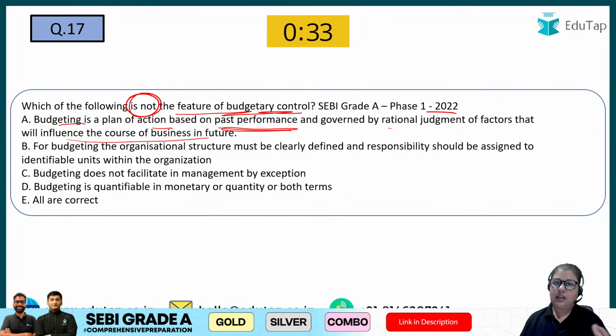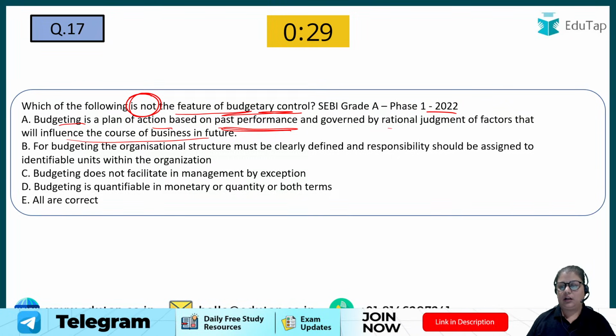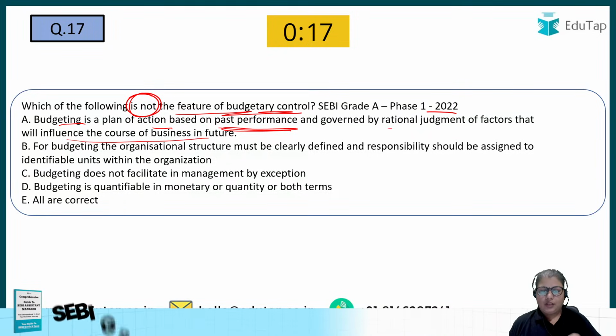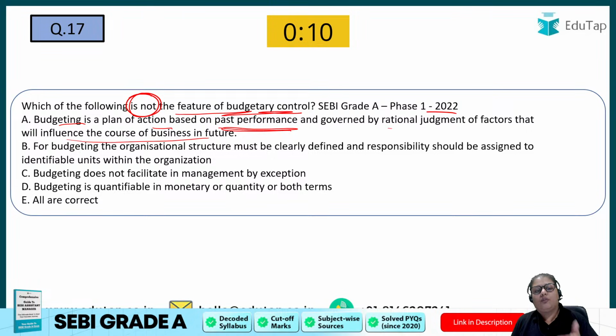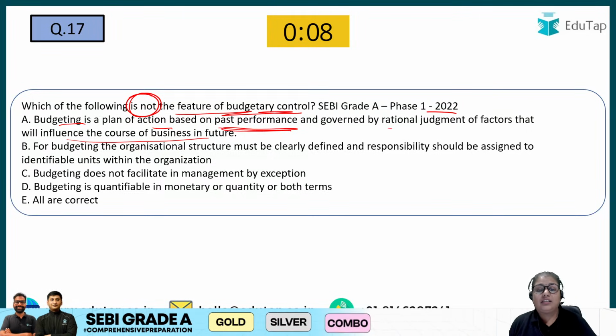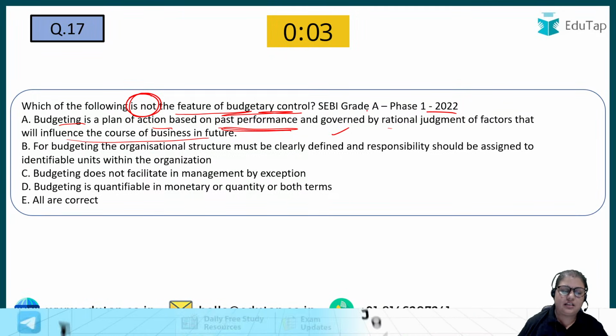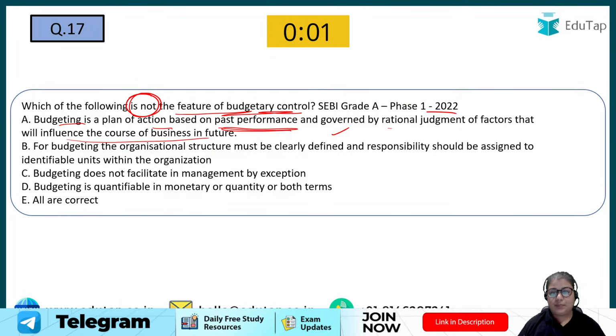So what is budget? Everybody makes a budget, our mammas also make a budget for our household. How do they do that? They look at the previous month, what was the cost of the household, and according to the past performance they decide what should be the budget for the next month. And that will of course influence the course of business in future also, right? So this statement is true, hence this is the incorrect answer.